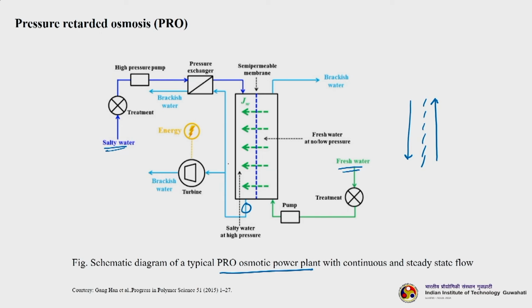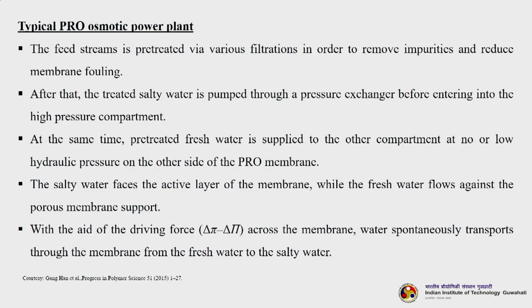So, now that elevated pressure concentrated solution is being fed to a turbine, which will generate electricity, and we get a brackish water here. Now, most of this brackish water again can be fed back to this system, mixed with the feed basically. So, the feed stream is passed through various filtration steps in order to remove impurities and reduce membrane fouling. Most of the impurities that are present have to be removed for a continuous operation.